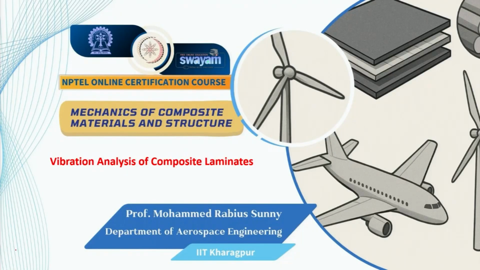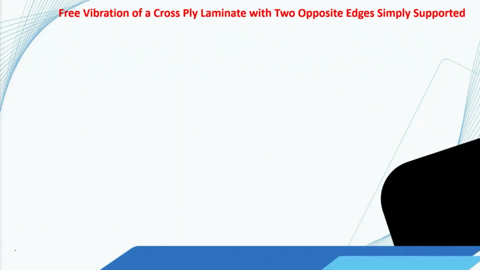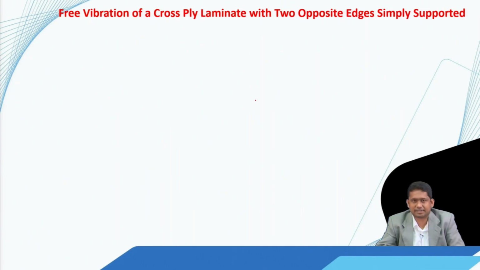Welcome to the third lecture of this week. So far we have seen analysis of free vibration of laminates using Navier type solution. Now today we will see a different problem where Navier type solution is not possible. So we will do Levy type solution, and we have seen that while doing static analysis also.